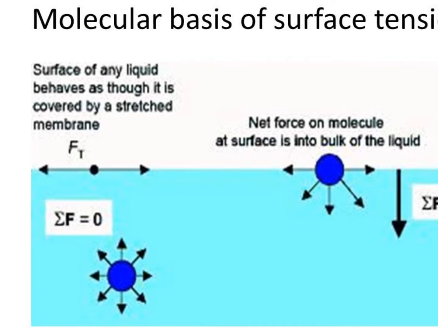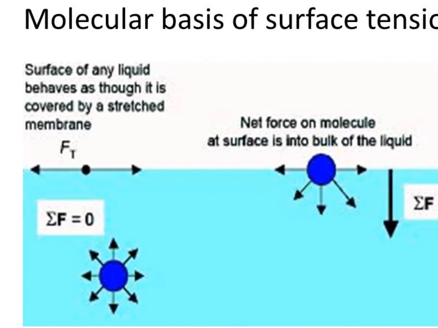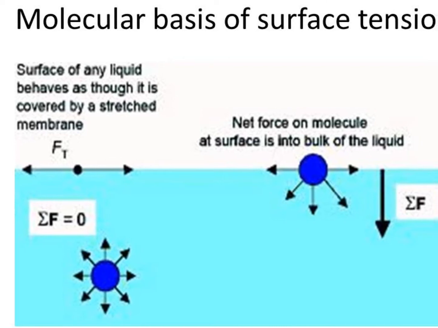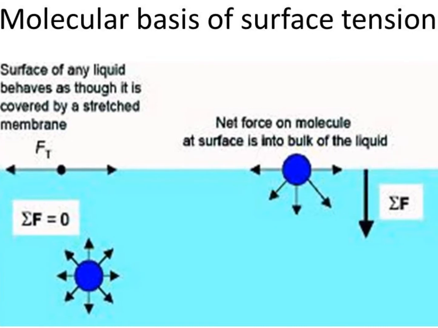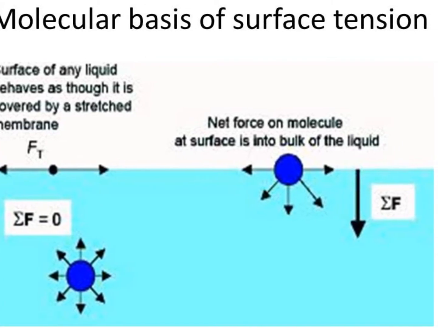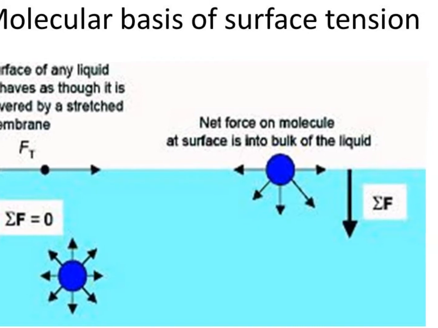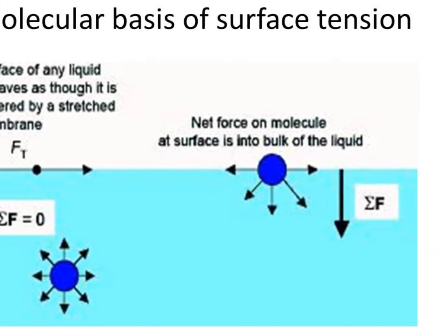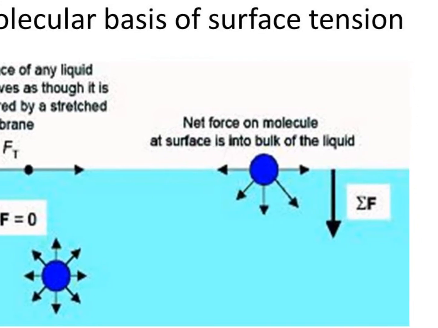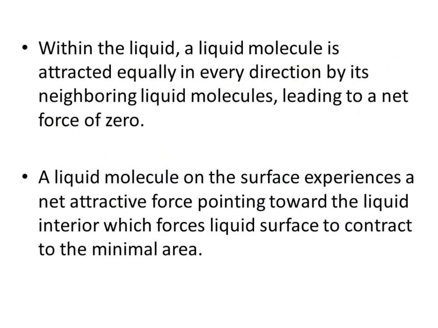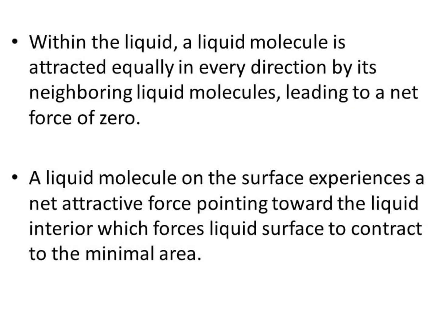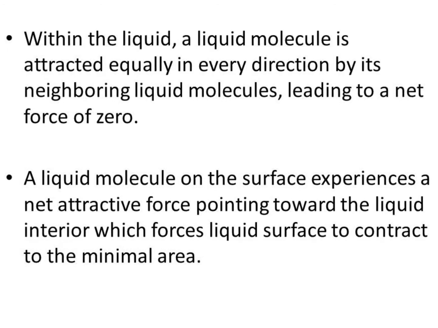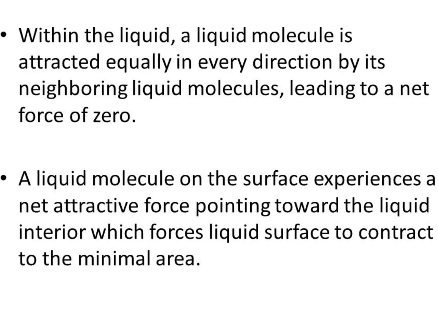On a molecular basis, surface tension results from the greater cohesion of water molecules to each other than the adhesion to air molecules on the surface of the water. Within the liquid, a liquid molecule is surrounded by other liquid molecules on all sides, and thus is attracted equally in every direction by its neighboring liquid molecules, leading to a net force of zero. In contrast, since there is no liquid molecule above the liquid surface, a liquid molecule on the surface experiences a net attractive force pointing toward the liquid interior. This generates some internal pressure of liquid and forces the liquid surface to contract to minimal area.